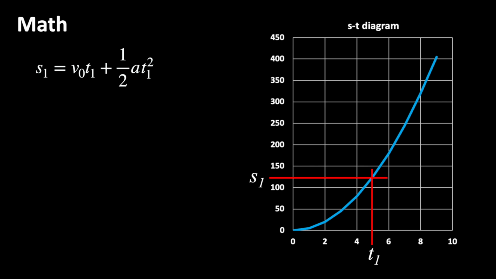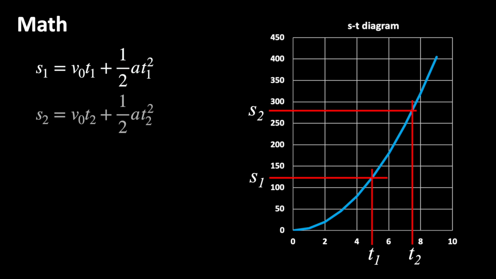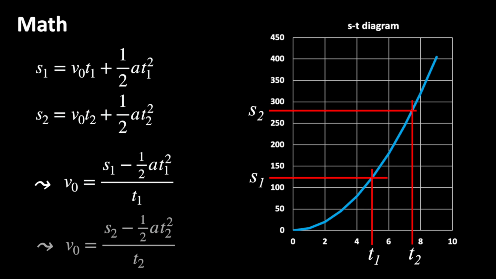Let's imagine that in addition we measure a time frame t2 that the vehicle needs to cover the distance s2. Then we can apply the equation a second time for s2 and t2. The two distances and the two times are measured relative to the same reference point, which is 0 in our example. Now we rearrange the two formulas so that we get the initial speed v0.